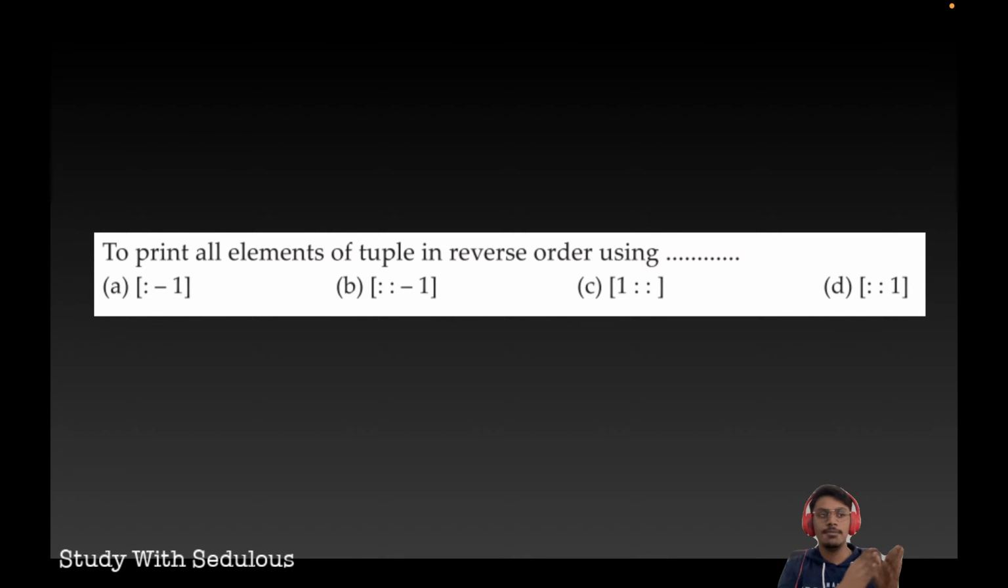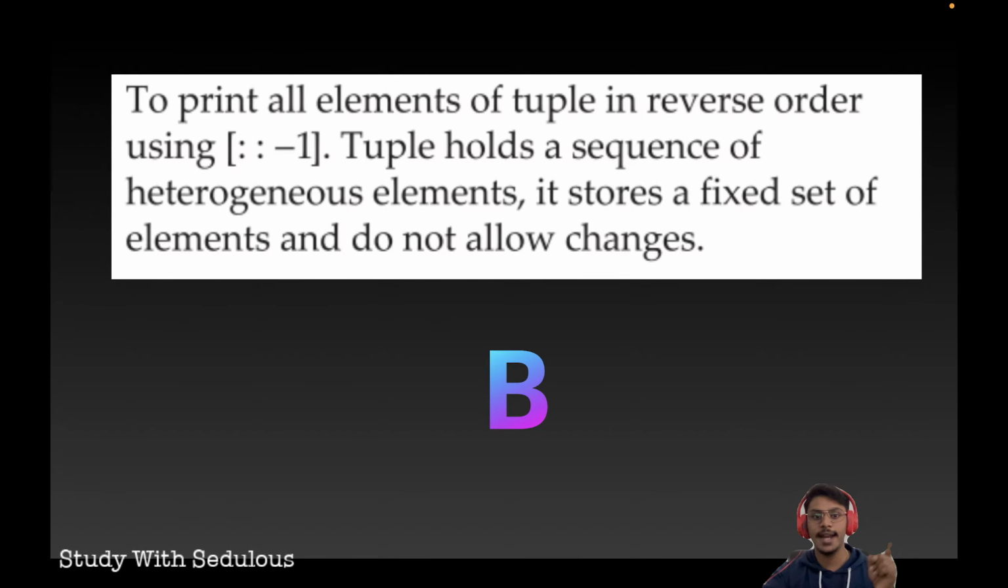Tuple holds a sequence of heterogeneous elements. It stores a fixed set of elements and does not allow changes. That's it. This is actually an important point. Tuple holds a sequence of heterogeneous elements. It stores a fixed set of elements and does not allow change. Because if we try this on tuples, we actually get a new tuple itself. We don't get the old tuple changed. We get a completely new tuple.